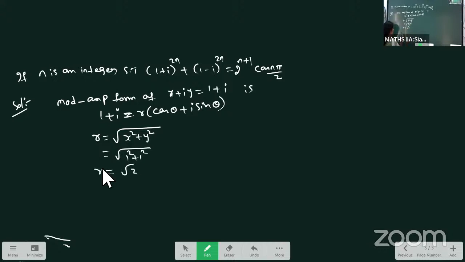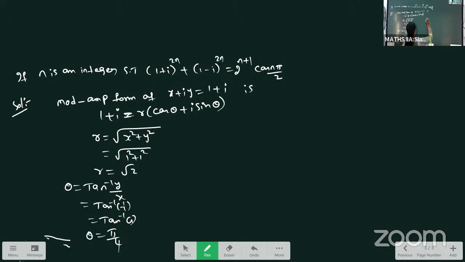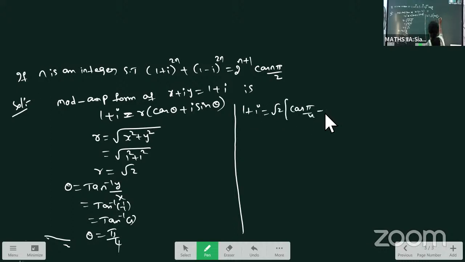Then next, theta we want. The theta formula is tan inverse y by x. So x is 1, y is 1. So tan inverse of 1 by 1, tan inverse of 1. So theta is equal to tan inverse, which angle has tan 1? 45 degrees. Now go to the mod amplitude form: 1 plus i is equal to root 2 into cos pi by 4 plus i sin pi by 4.